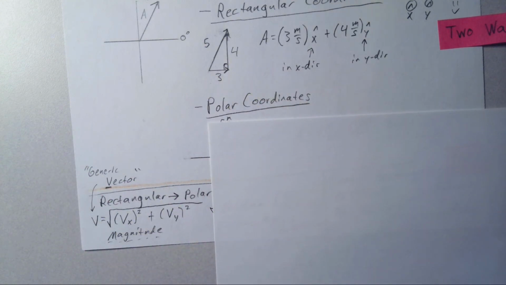Now, this will always be a positive number because we're measuring magnitude. So magnitude doesn't have a direction on it. So there is no plus or minus. This will always be a positive here. And that gives the magnitude.